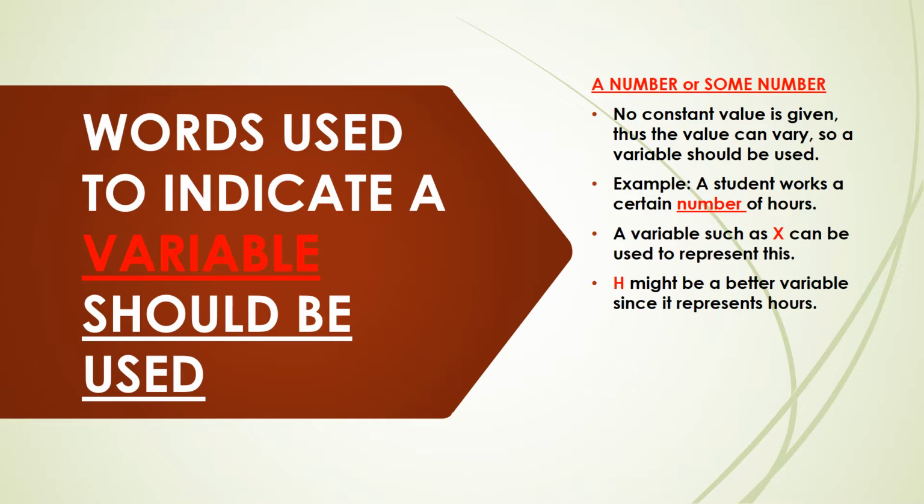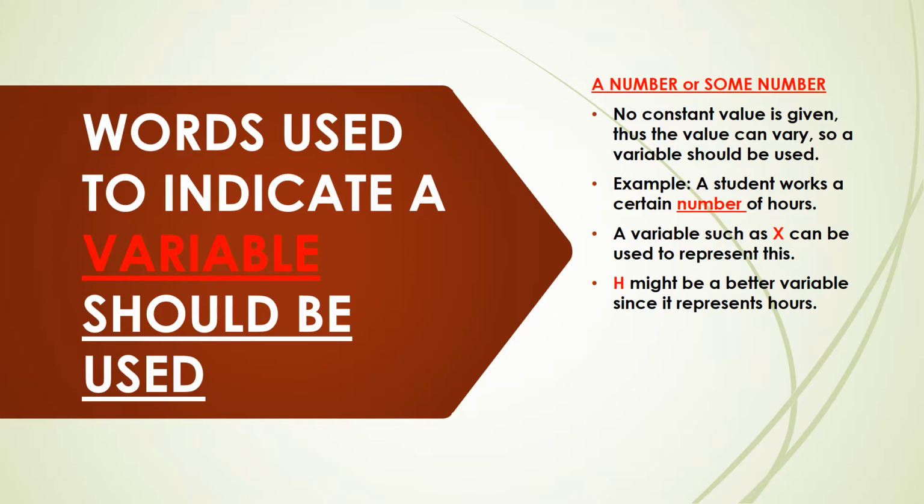Here's a second example. You're reading a math problem and it says a number or some number. So again, no constant value is given. So the value can vary. It could be 10, it could be -22, it could be pi. So that means that a variable should be used. Let's look at an example.